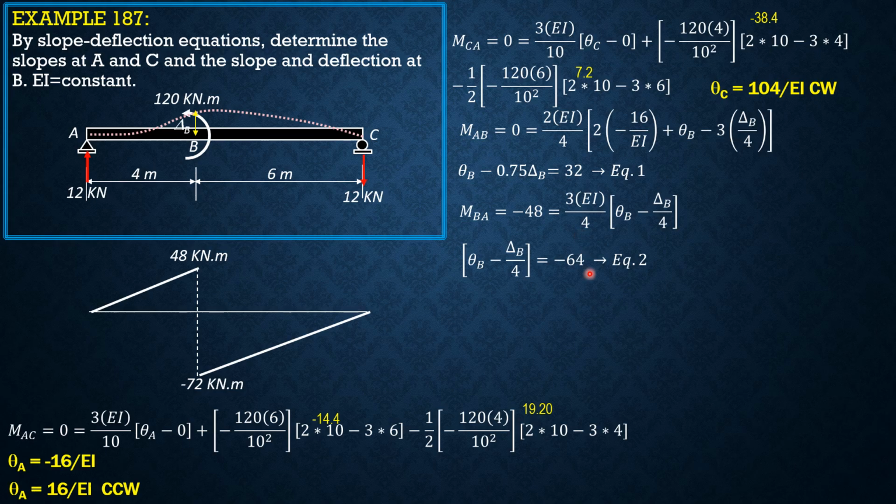Solving equations 1 and 2 simultaneously gives us the following values. Theta B is negative 112 over EI, so that means theta B is 112 over EI counterclockwise, and delta B is negative 192 over EI. Our assumption was B is here, but because it contradicts the results, that means delta B is really upward, above B. So delta B is 192 over EI upward, above the horizontal axis of the beam. So that's it for this problem.